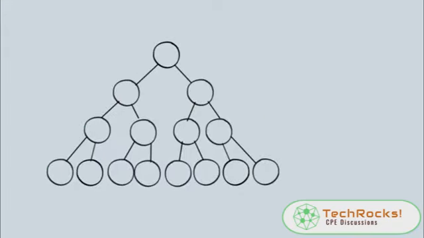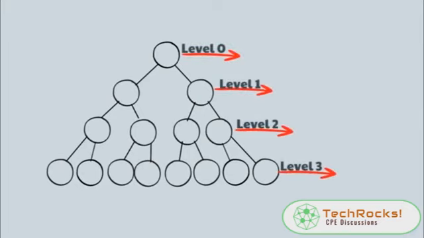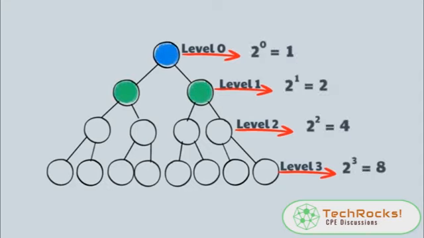Here is a sample binary tree. To count the nodes using the formula, consider this is the number of levels of a tree. Starting from the root, we have level 0, then level 1, level 2, and level 3. To use the formula, make I equal to the level. We have 1 node in level 0, 2 nodes in level 1, 4 nodes in level 2, and 8 nodes in level 3.